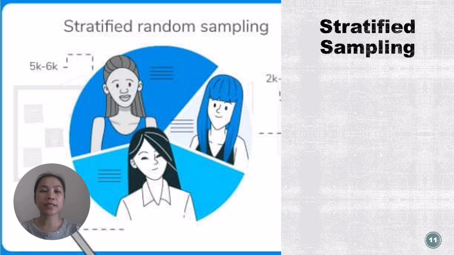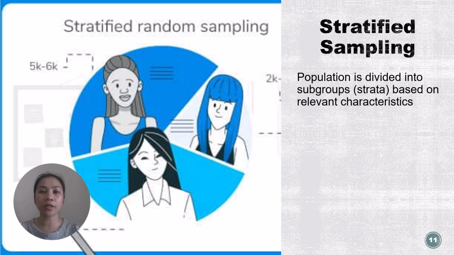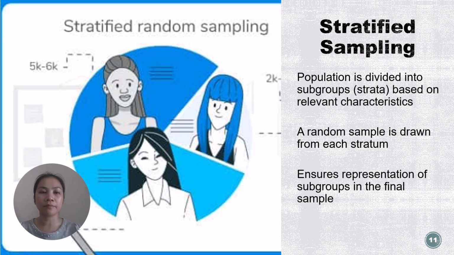In stratified sampling, the population is divided into subgroups, or what we call strata, based on relevant characteristics, for example, income, gender, age, and others. A random sample is drawn from each stratum, or each category, and stratified random sampling ensures subgroups within the population are proportionally represented in the sample.